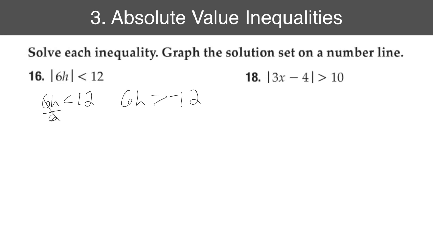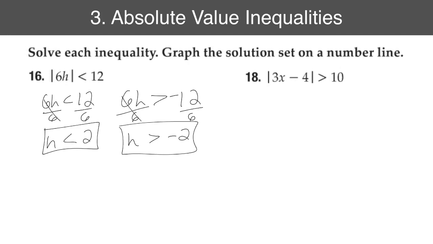On the first one, we divide by 6, and we get h is less than, and then 12 divided by 6 would be 2. So there's your first answer, h is less than 2. On the second one, you divide by 6, but this time it's dividing a negative 12, so you get h is greater than negative 2. So there's your two answers.